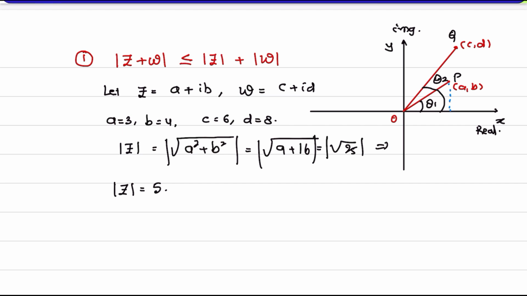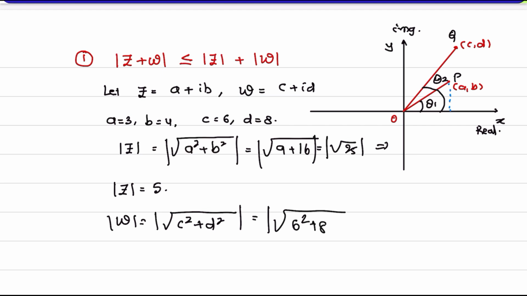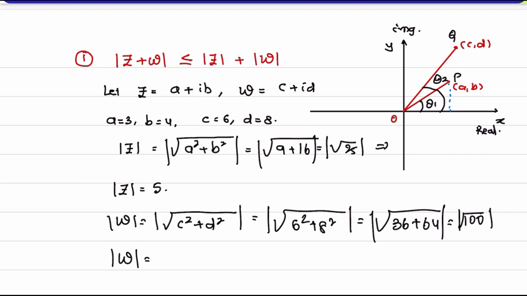And what is modulus of W? Square root of C square plus D square. That is 6 square plus 8 square. That is square root of 36 plus 64, square root of 100. Modulus of W is equal to absolute value of square root of 100, that is equal to 10.